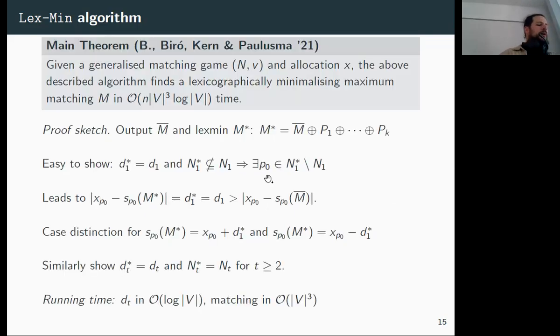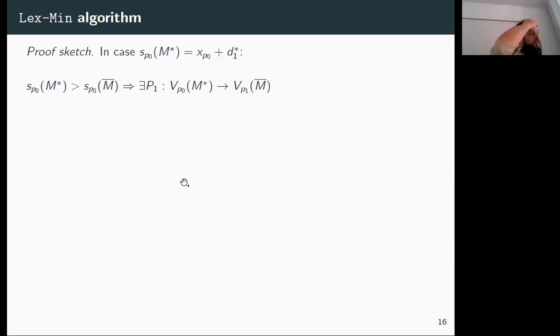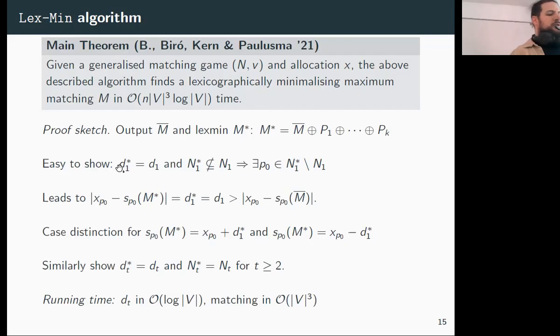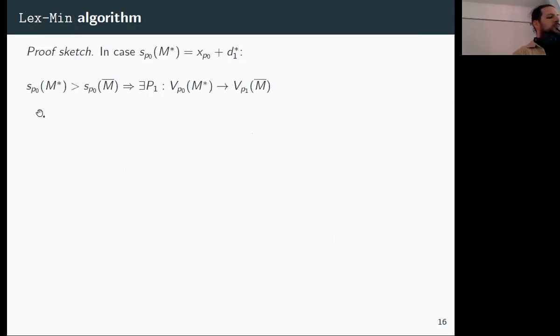Very quickly browsing through how we are going to deal with this case. In this case, for the P0 country, which is in N1 star but is not in N1, it means that M star is actually providing more kidneys to P0 than our output, which means that there is a path starting from a node controlled by P0, starting with an M star edge, and finishes at a node controlled by country P1 with an edge in the output matching.